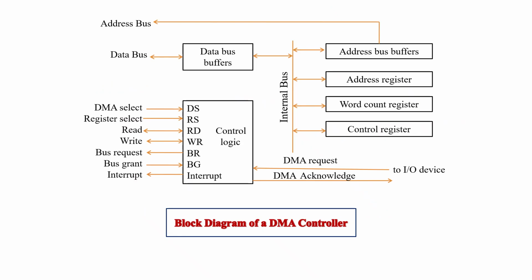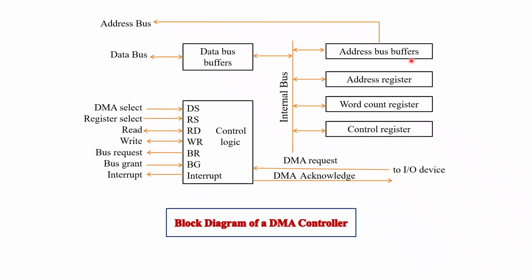This diagram depicts the DMA controller. The CPU can communicate with the DMA controller by enabling the chip select lines, that is DMA select and register select. The DMA controller can communicate with the CPU through the data bus. Initially the DMA controller makes a bus request. When the bus request is enabled, the CPU cannot access the DMA controller. When the bus request is disabled, the CPU can read from or write into all the registers supported by the DMA controller.